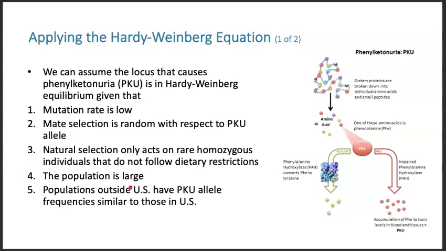The next one is that the population is large. Yeah, the population is large in the United States. And so we have another reason why PKU is not evolving in the United States. And what we see is that the population outside the United States has a PKU allele frequency very similar to populations of those in the United States. And so we have evidence that even if there was gene flow, it wouldn't be changing our allele frequency in the United States. So PKU, not evolving.